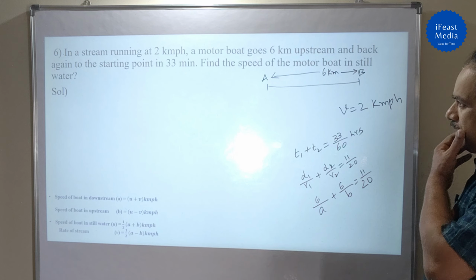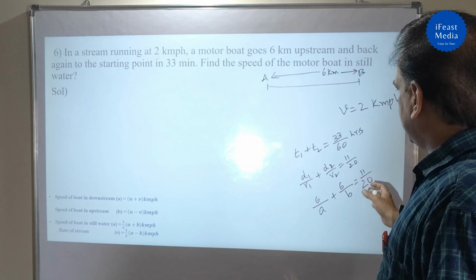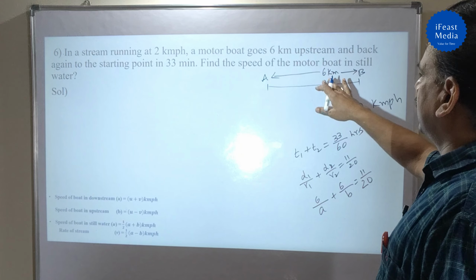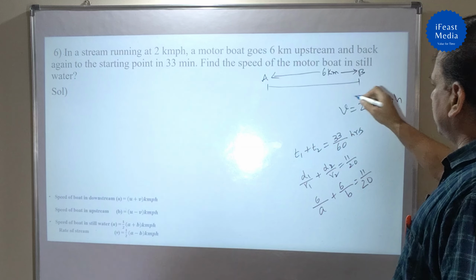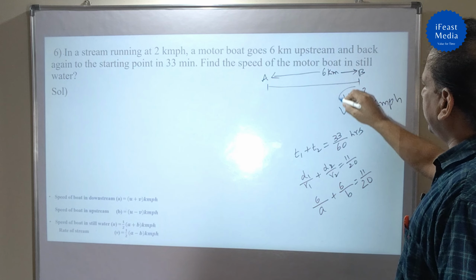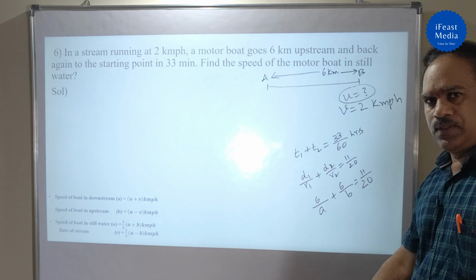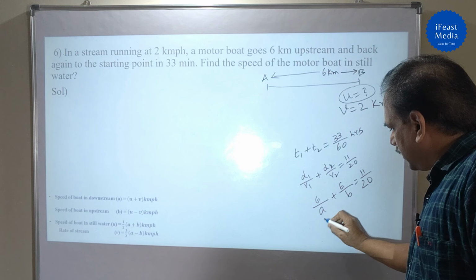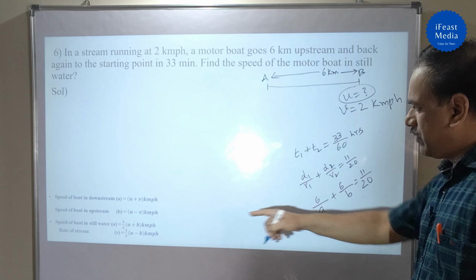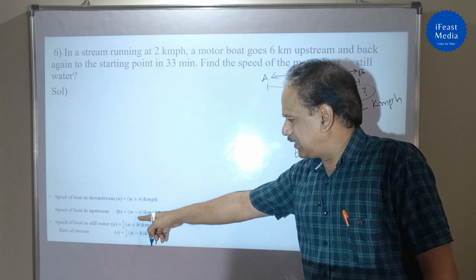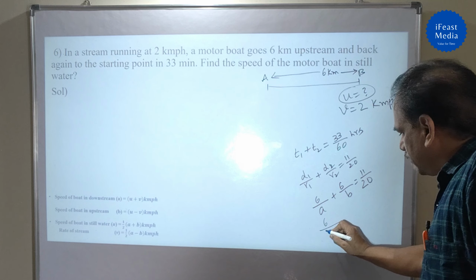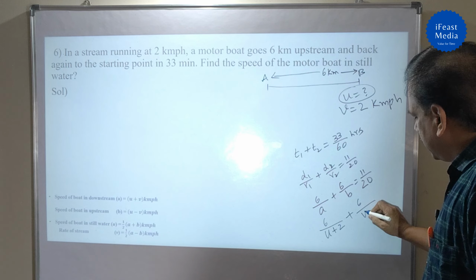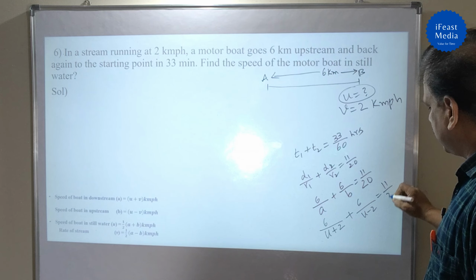Now what are A and B here? A and B are not given, we are given only V in this problem. Find the speed of the motor boat in still water. That means you need to find out what is U. Right? But what is A? A is U plus V and B is U minus V. So U plus V, 2 kmph, 6 by U plus 2 plus 6 by U minus 2, it is 11 by 20.